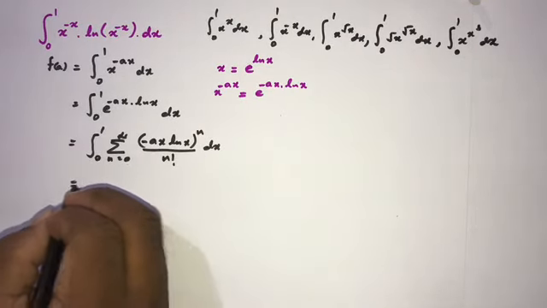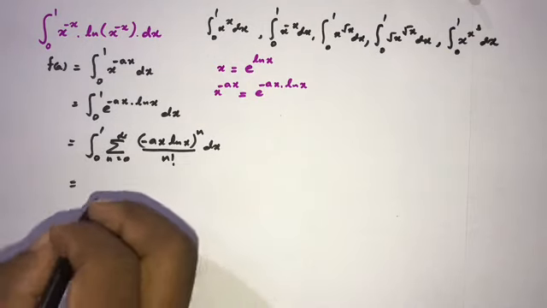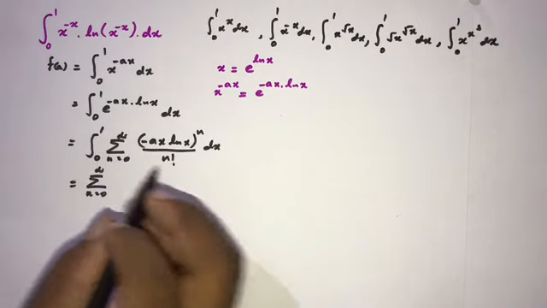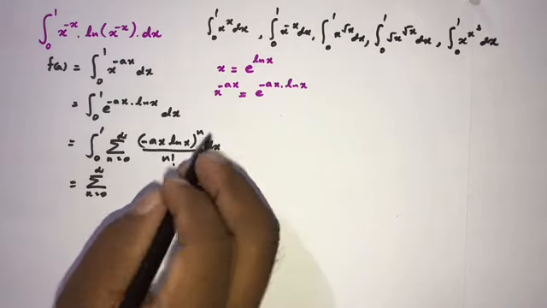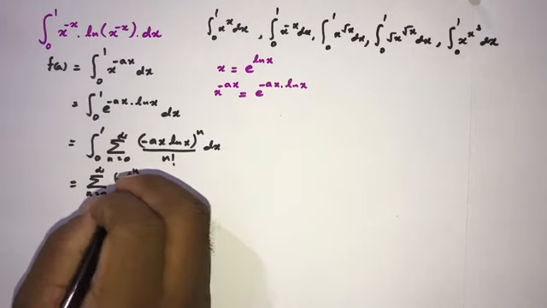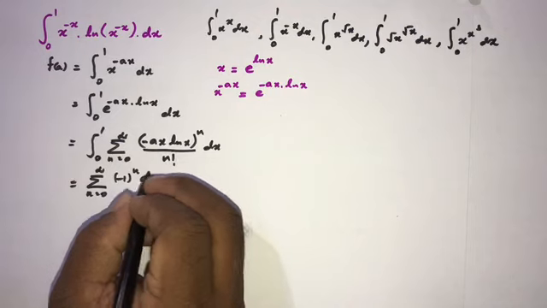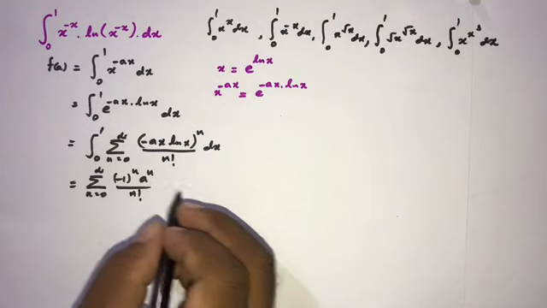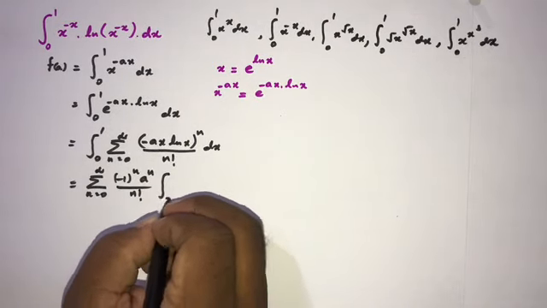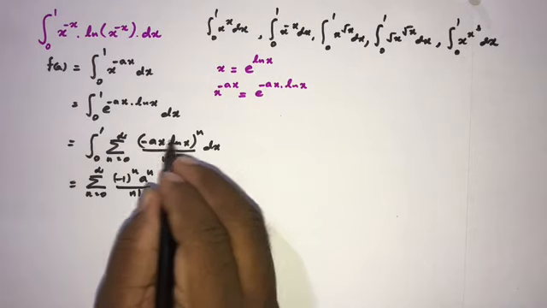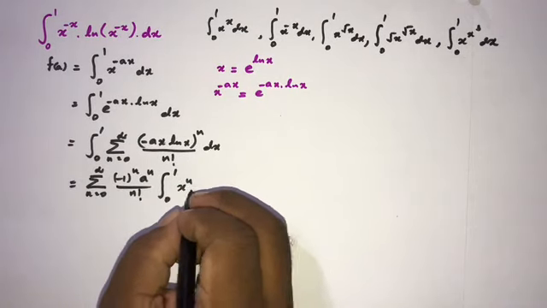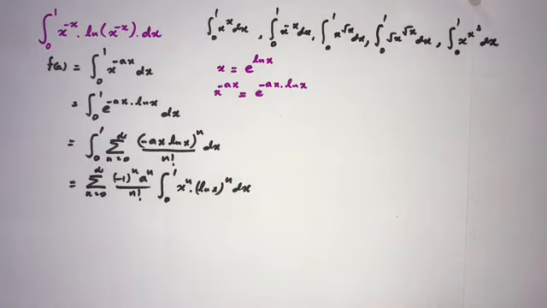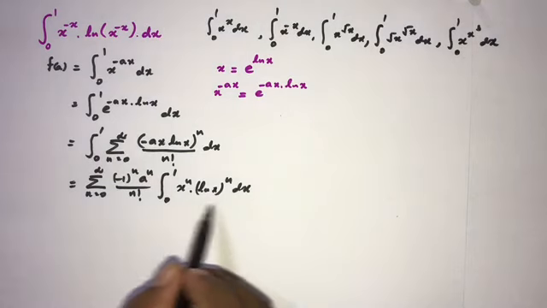Okay, then we can switch the integral sign and sigma notation. So we can write n equals 0 to infinity. Now we know the minus sign, so minus 1 to the n power, and a to the n over n factorial. We know these are constants, so we can write them outside of the integral sign, and here the integral from 0 to 1 of x to the n times natural log of x to the n dx. Okay, then we should evaluate this integral.